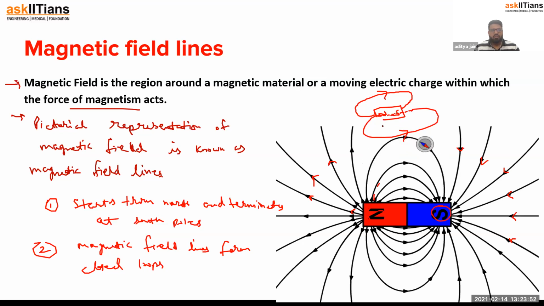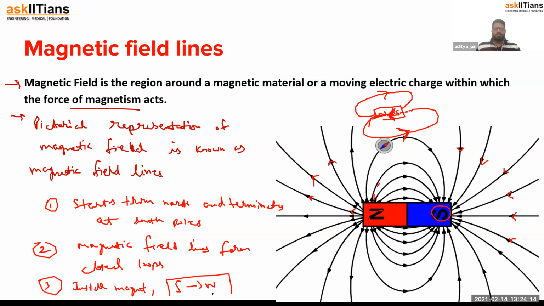So inside the magnet, what you will observe, if the orientation is like this, then to complete the path, the magnetic field line should move like this inside the magnet. Yes or no? To complete the closed loop, the magnetic field line has to move in this direction. So inside the magnet, the direction is from south to north.